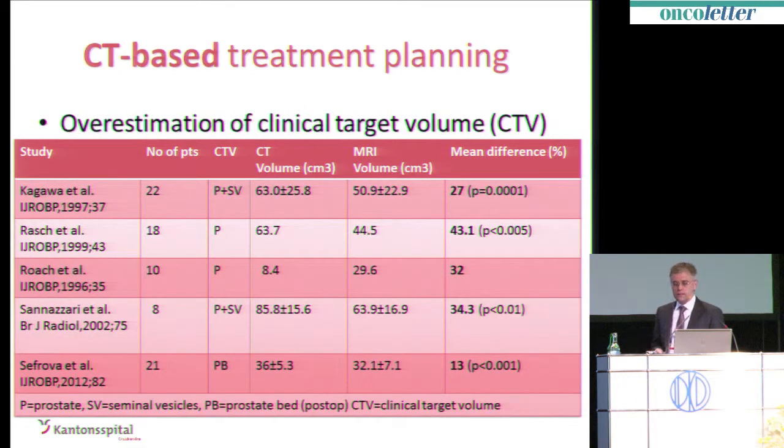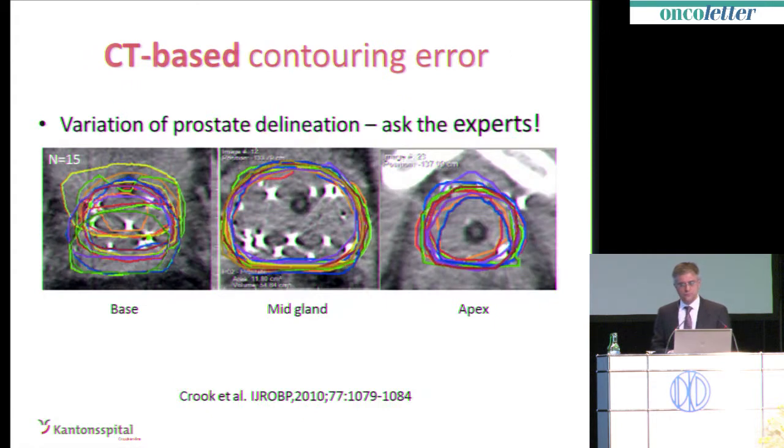And CT is known to overestimate the volume of the prostate. You can see these three studies up here. They look at the primary setting, where when you add MRI and do your contours on the MRI, you see a significant difference in volume, so with MRI you get much more precise. In the post-op setting, it's a similar situation. So you see that MRI is a very important tool.